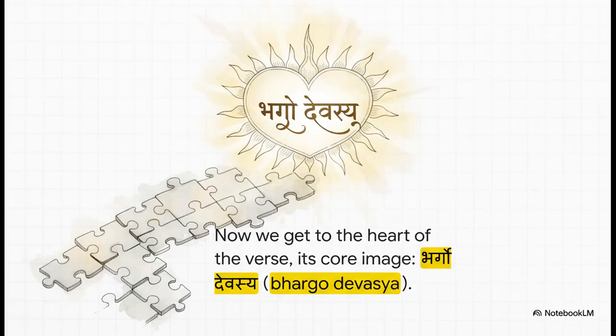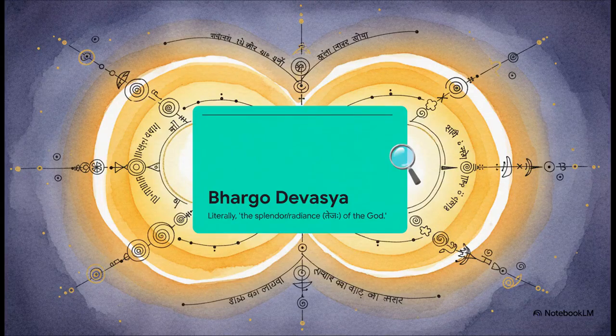And now we get to the very heart of the verse's imagery, this phrase, Bhargo Devasya. This is the core concept that the verse is asking us to focus on. This literally translates to the splendor or the radiance of the god. It's such a powerful, almost visual idea, right? We're not just thinking about a creator anymore. We're thinking about its brilliant divine light. And that is the object of our meditation.